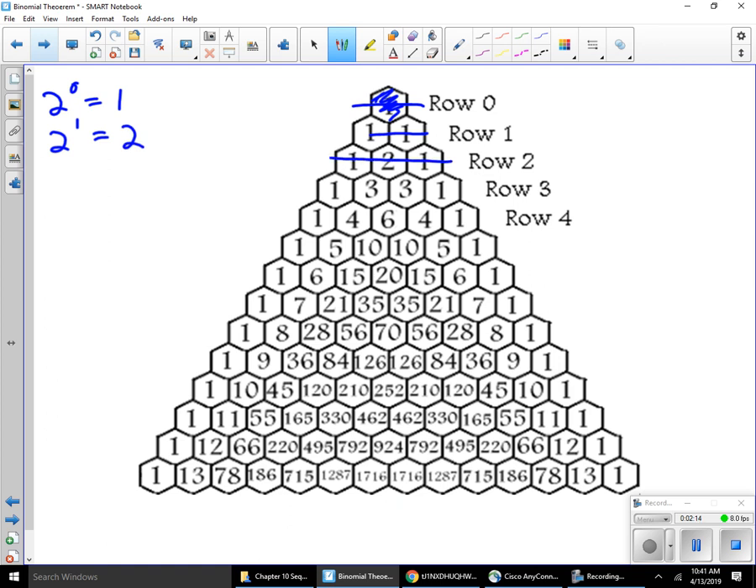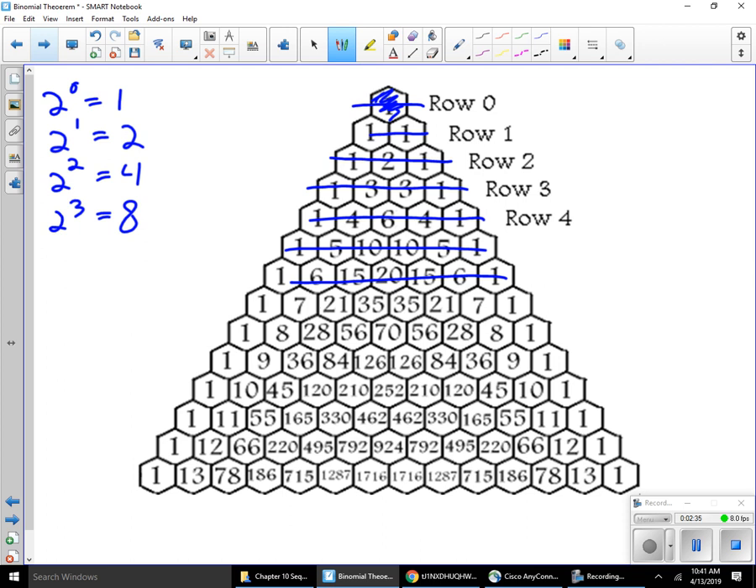1 plus 2 plus 1 is 4. That's the same thing as 2 squared. 1 plus 3 plus 3 plus 1, that's 2 to the third, which is 8. The next sum will be 16, then 32, and so on and so forth. So that's one of the patterns that I personally enjoy, although it's not going to be that interesting for us in pre-calc.